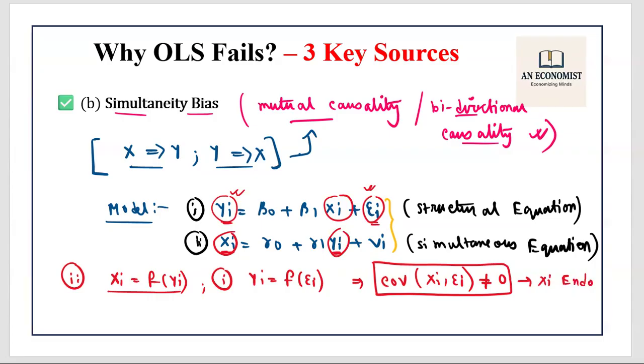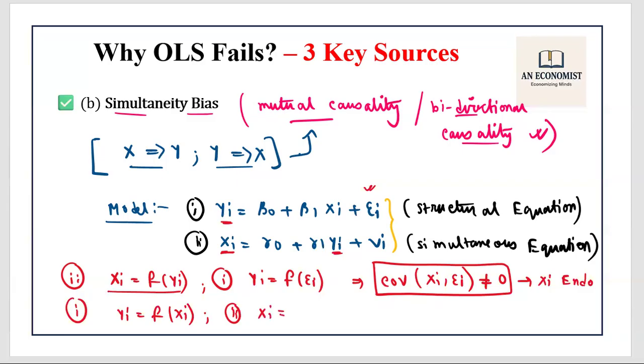Xi is endogenous. Now you can do exactly the same thing for yi also. We will see yi is also endogenous here. Let me show you how this is happening. Start with the first equation. In the first equation, yi is a function of xi. Exactly the reverse will be true. Now in the second equation, xi is a function of vi, that is the error term, which directly means in the second equation, yi and vi will get correlated, which basically means that yi is also endogenous.